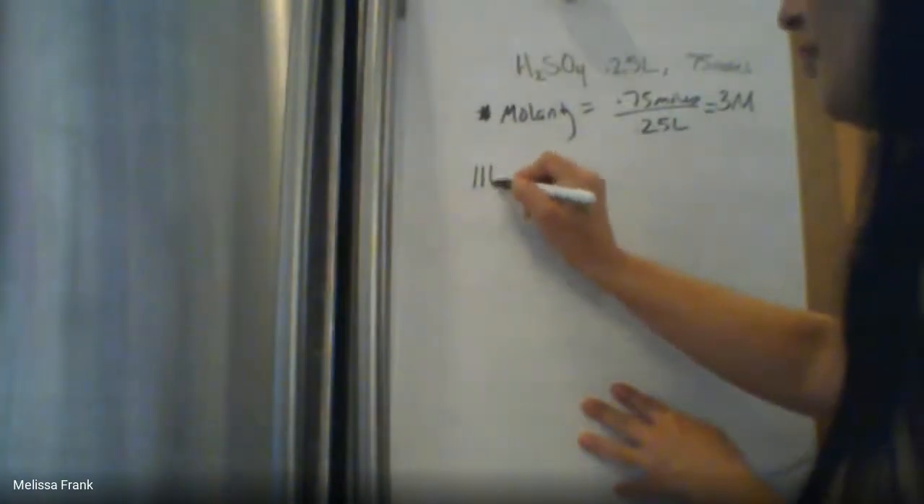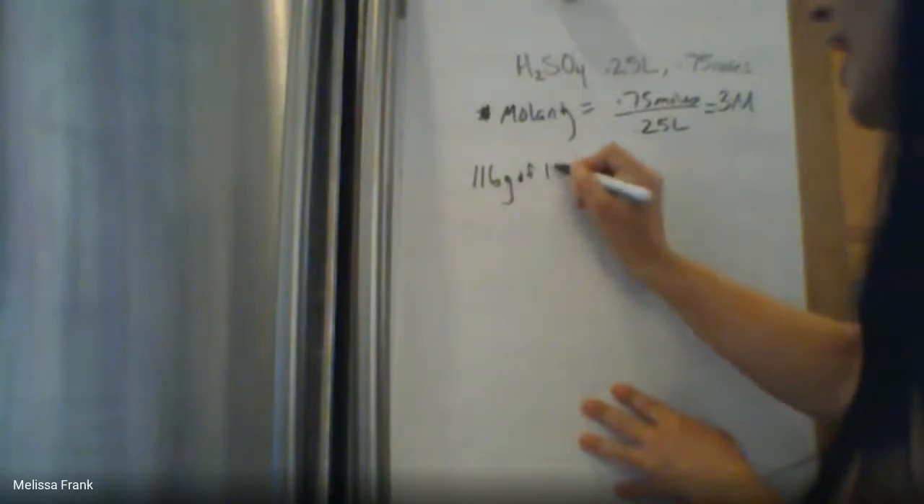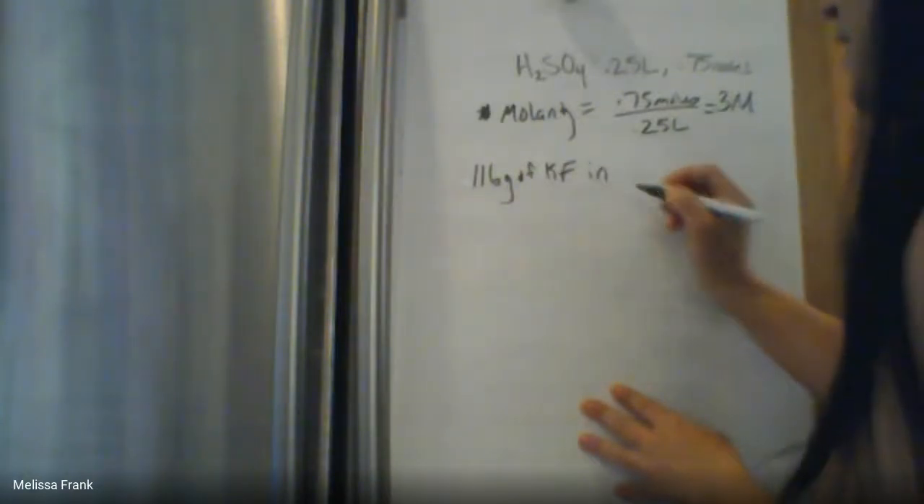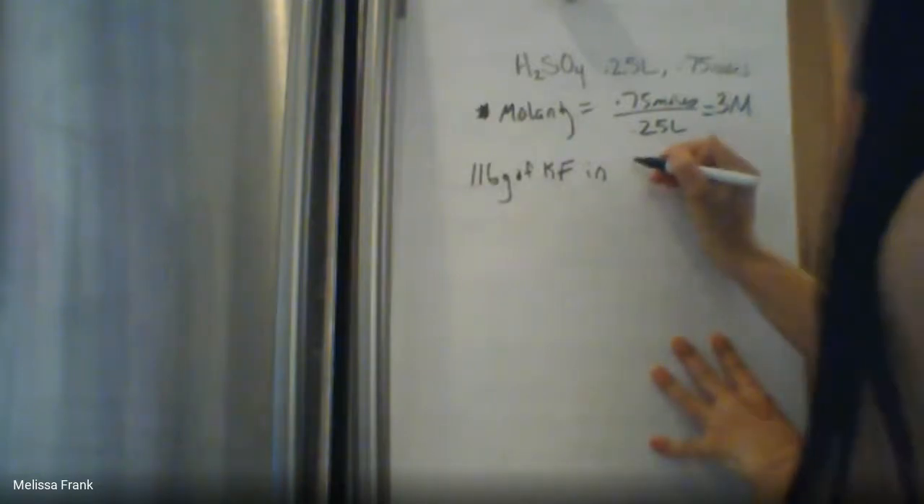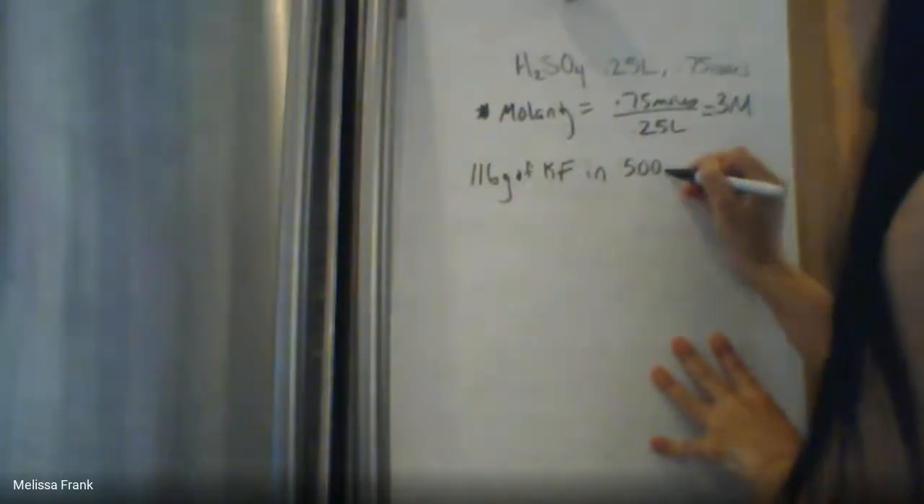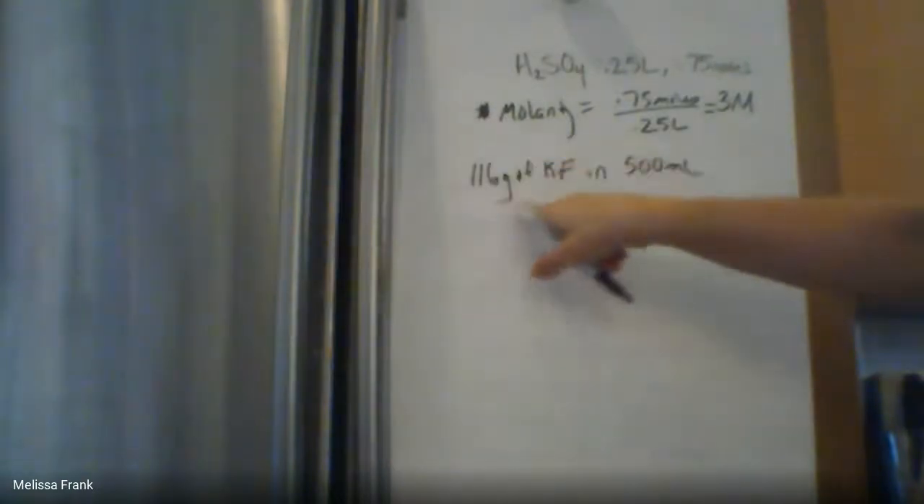Okay? If we do another one where they're giving you, instead of the number of moles, the grams. So if, for example, they tell you you have 116 grams of KF in, let's say, 500 milliliters of solution. So again, molarity is number of moles over liters of solution. So first we're going to take this 116 grams and convert that into moles.